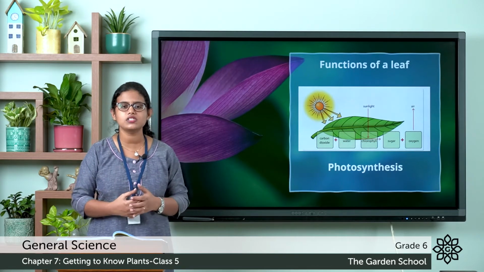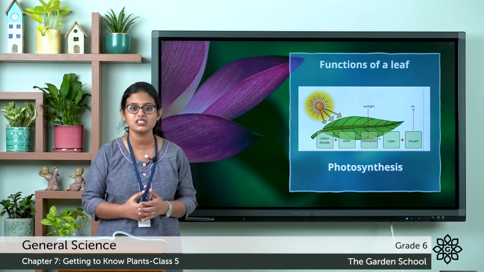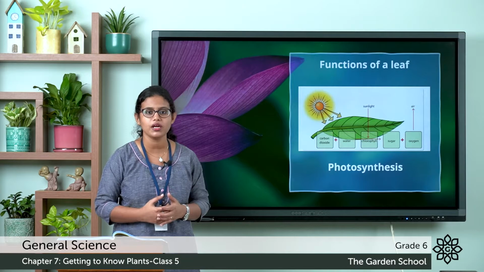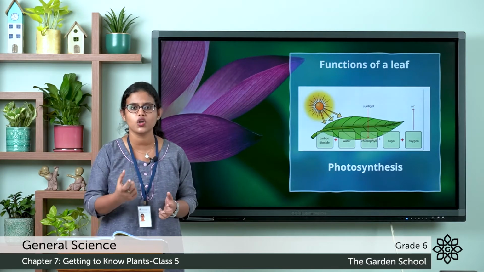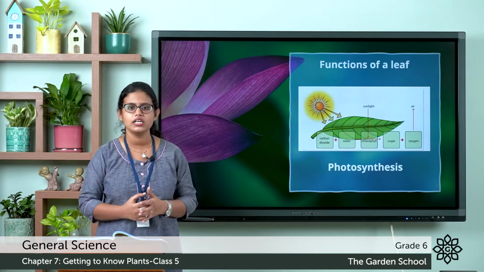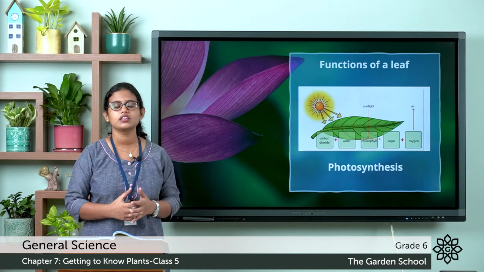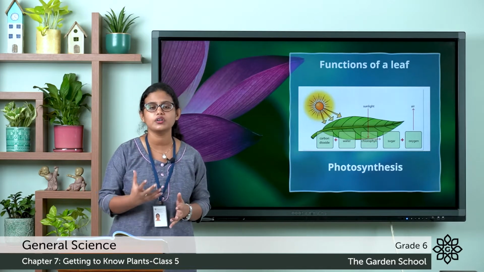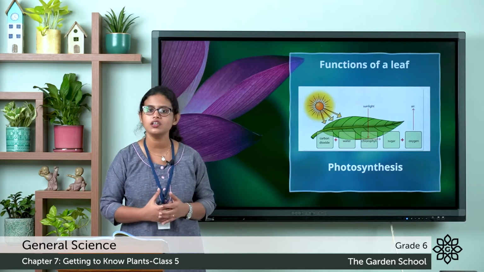So why do leaves look green in color? That is because it contains a green pigment that is called chlorophyll. Have you all heard of the term chlorophyll? Chlorophyll is a green pigment that is present in the leaf that makes the leaf appear green. So that is why leaves appear green in color.